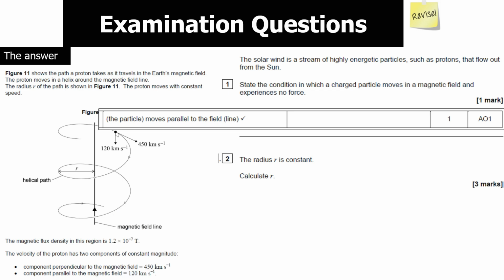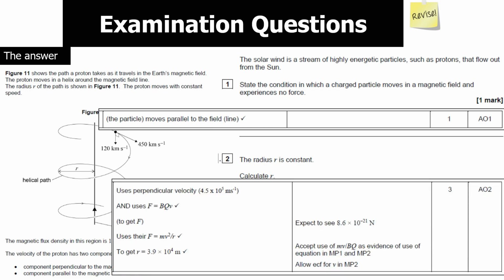We don't work in kilometers per second in physics, we work in meters per second, so we convert that to 4.5 times 10 to the 5 meters per second. That allows us to work out F, and we know that it's moving in a circular path. So because we know it's moving in a circular path, as we can see here, it's moving in a helix, we can use the centripetal force equation of mv squared over r. We're linking our two topics together.